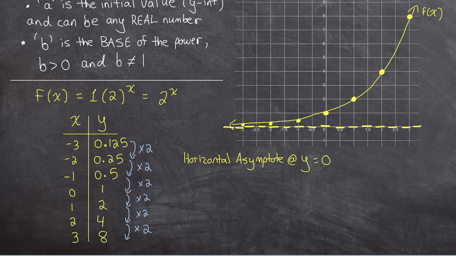So let me communicate using a limit why the horizontal asymptote is at y equals 0. It's because the limit of our 2 to the x function as x approaches negative infinity is equal to 0. It means that as x goes to negative infinity, the y values are going to get closer and closer and closer to 0. And the last main property would be this function's domain and range.